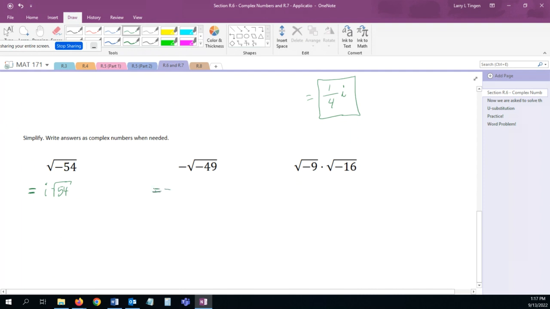In the second one, my negative is on the outside, and then I have the square root of a negative 49. Well, the rule says that I can just take the square root of a negative. That's the same thing as i times the square root of whatever number was under there. So for the first few steps here, I'm not really doing anything except the new step.